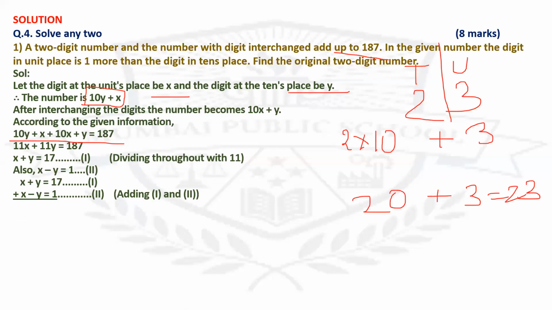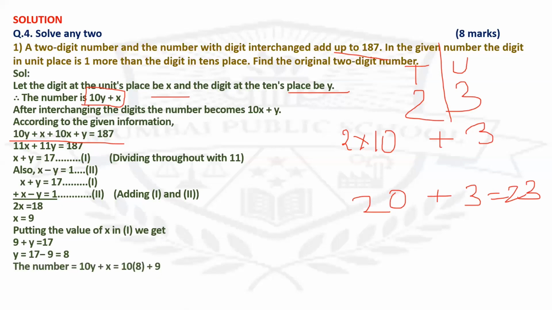Write one below the other. Check, the coefficients are the same and y is with a different sign, so directly add the two. Adding equations 1 and 2, you'll get 2x equals 18. That will give you the value of x, which is 9. Putting that value of x in equation 1, you'll get the value of y. y is 17 minus 9, which is 8. So the number 10y plus x is 10 into 8 plus 9. The number is 89.